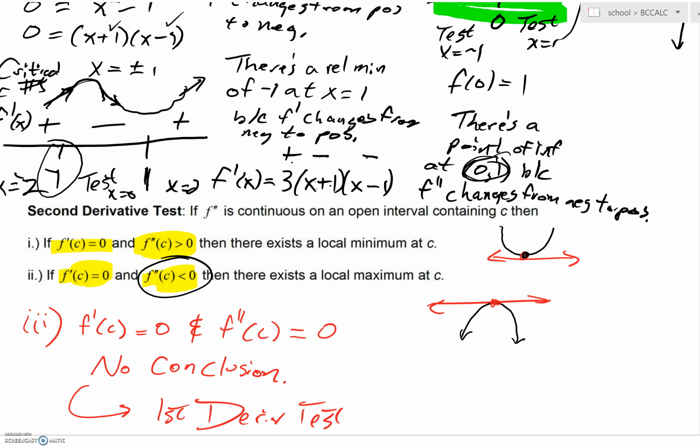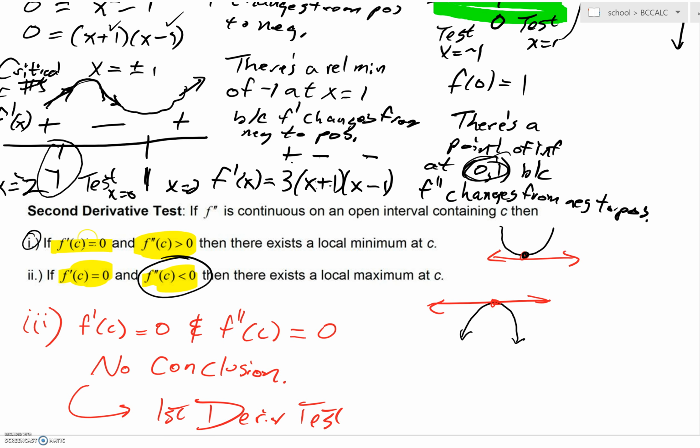By the way, the College Board will force you down the road to use the second derivative test. They'll give you problems where you won't be able to use the first derivative test. We'll talk about that in due time. But how does it work? It works like this. If f double prime is continuous, look at bullet point number 1 here.